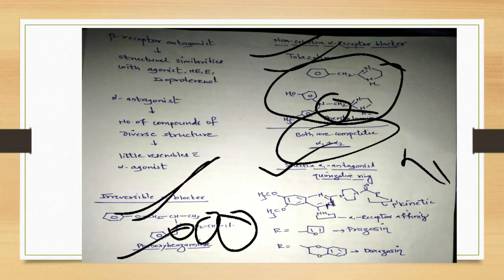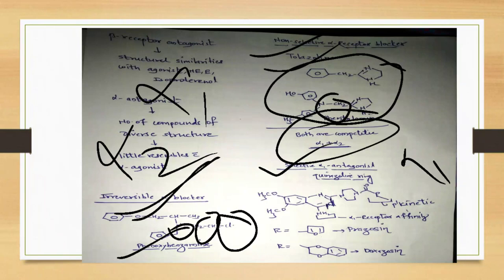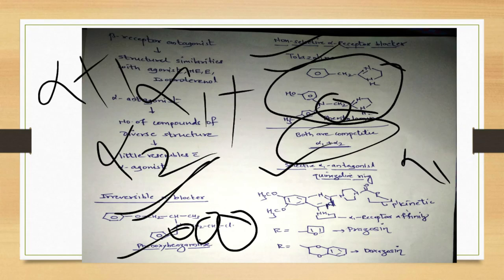So please consider three things. One, selective blocker means they block either alpha 1 or alpha 2. Non-selective means they act on both alpha 1 as well as alpha 2. And if you are saying mixed, that means they act on alpha plus beta. So that is the difference between selective, non-selective and the mixed agonist antagonist. Okay, so mixed means alpha as well as beta.